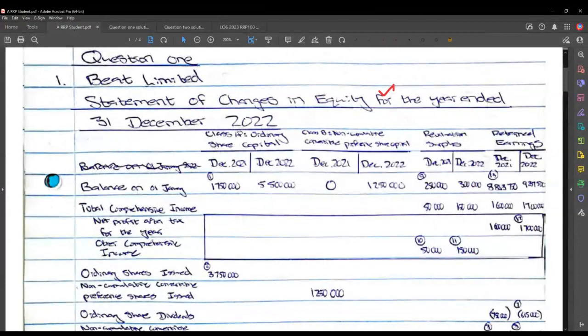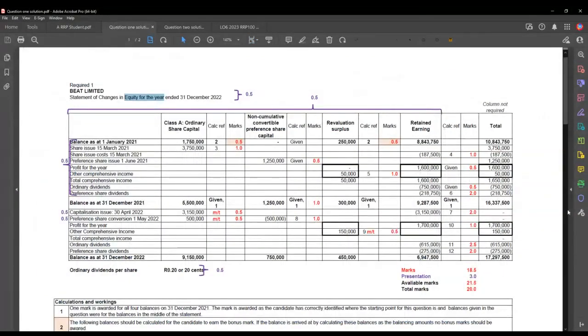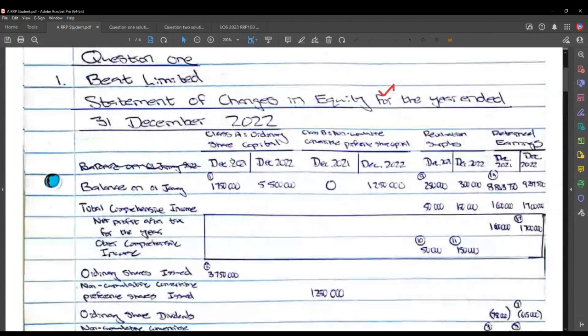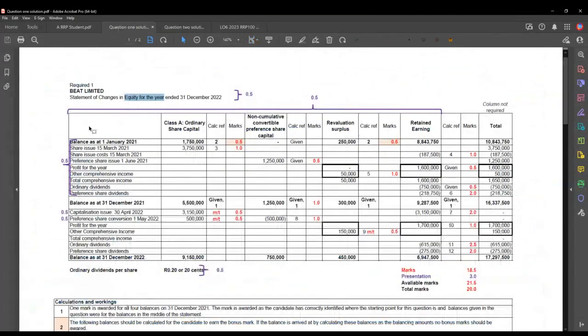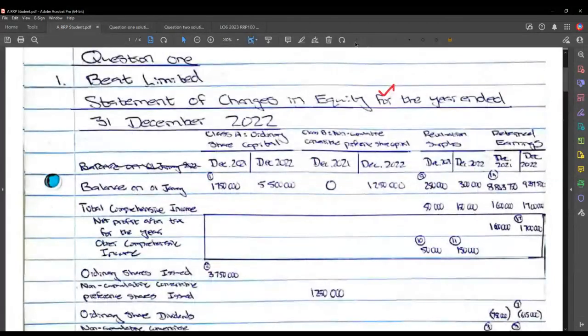Then you'll find that there were 4 columns required. Obviously, in your solution, you've got a total column, which you don't need to worry about. The 4 columns required were the Class A shares, the non-cumulative convertible preference shares, the revaluation surplus, and the retained earnings. There was also a half mark awarded for that. This student has all 4, so I'm going to give him or her a half mark.